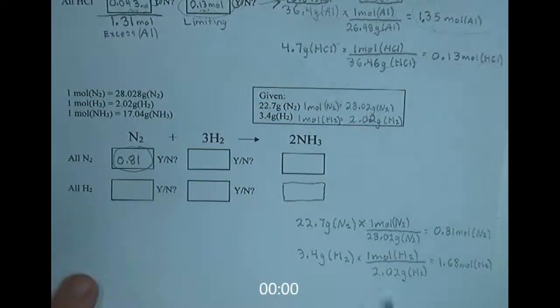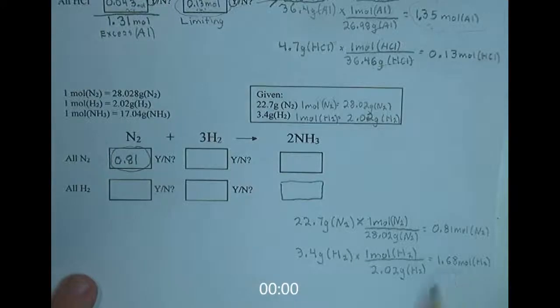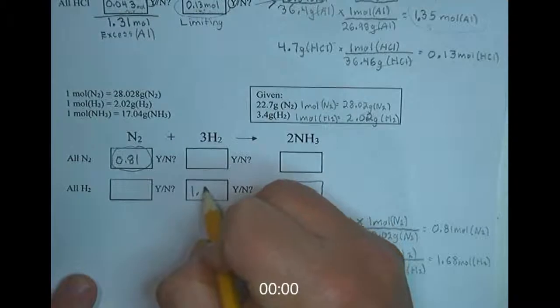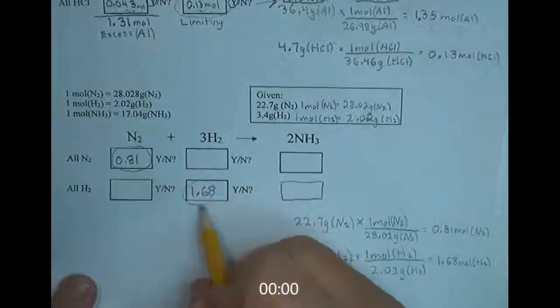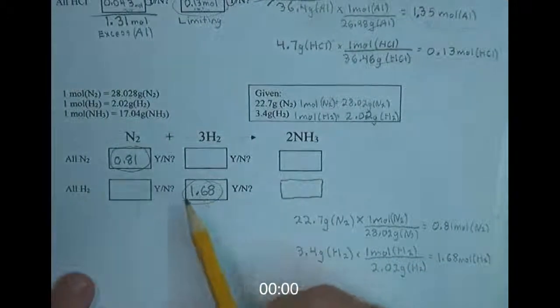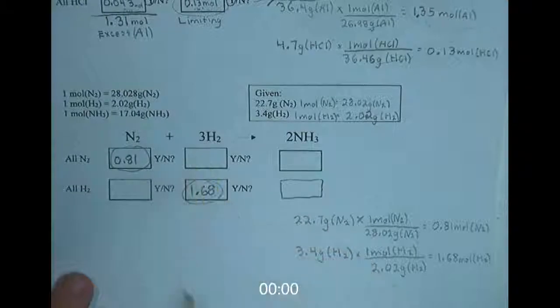How about the hydrogen? Well, we computed the 3.4 grams using the molar mass conversion is 1.68 moles. So that means here in the all hydrogen, assuming I use all the hydrogen that I have, I'm going to use up 1.68 moles. And I'm going to circle that because that's an actual number that I know that we have. Now we have to go ahead and figure out these 2 right here.